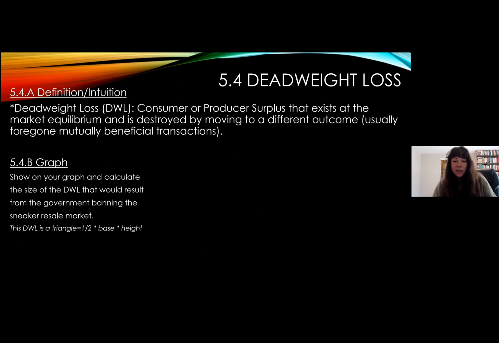Okay. So we're at the 15-minute mark, so I'm just going to quickly talk to you about deadweight loss. Deadweight loss is going to become much more important in the next module when we start talking about policies that cause it. I think of deadweight loss as consumer or producer surplus that exists at the market equilibrium and is destroyed by moving to a different outcome. So I showed you it in a graph recently. And this is usually foregone mutually beneficial transactions.